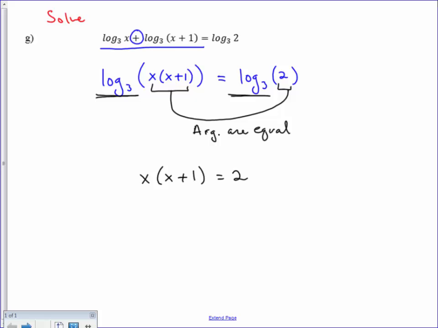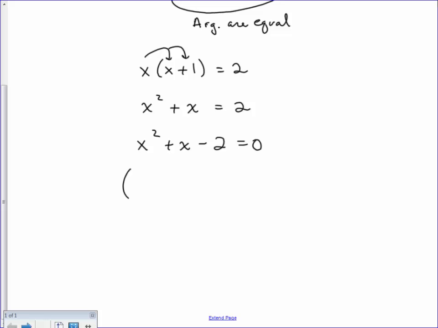Once you've done that, go ahead and do any algebra you can do. So in this case, multiply through the x's. So we'd have x squared plus x equals 2. Because this is a quadratic equation, subtract the 2 over so that you can get 0 on one side. And then let's see if we can factor.